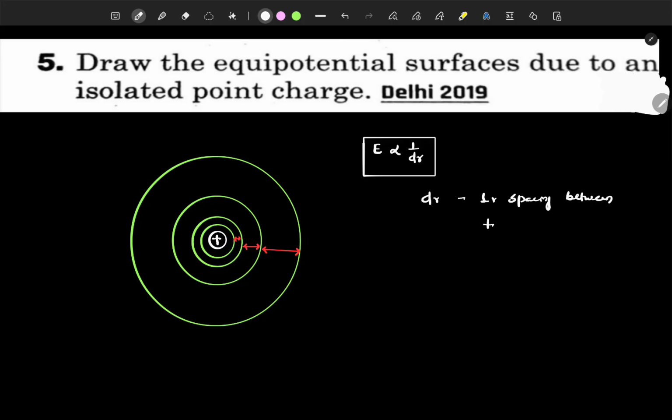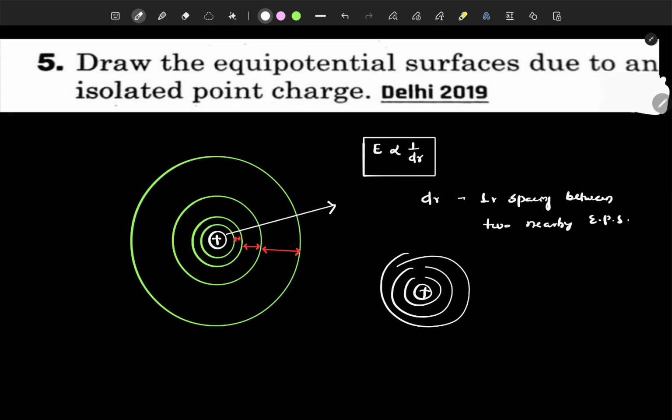between two nearby equipotential surfaces. Yes, so as the electric field from the point charge is gradually decreasing, the electric field decreases, so dr, the spacing between two EPS, will increase. Due to this reason you have to draw the diagram like this. Most of the students simply draw spheres around the charged particle. That is not perfect actually. Yes, this is about your question number 5.